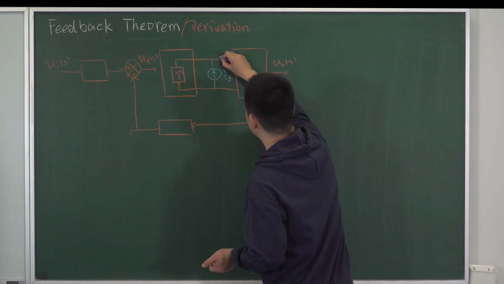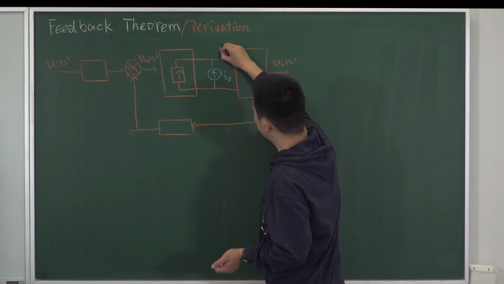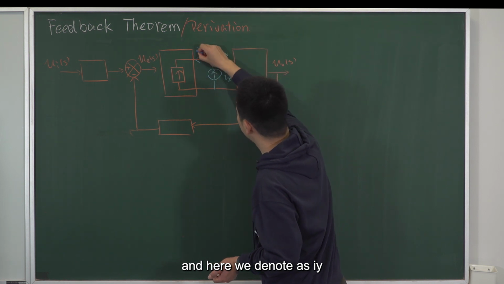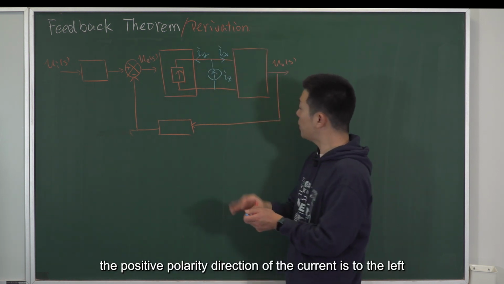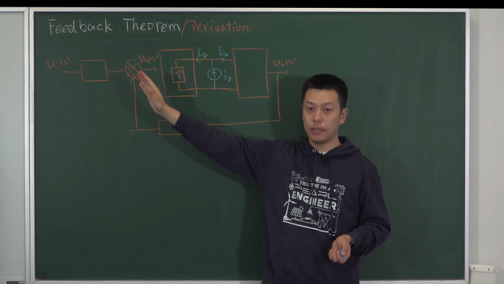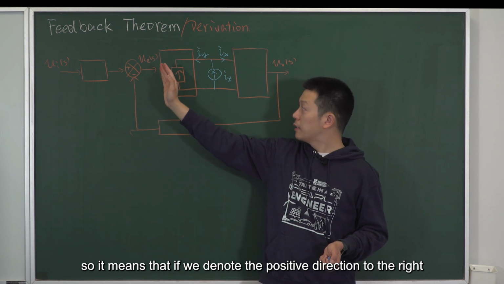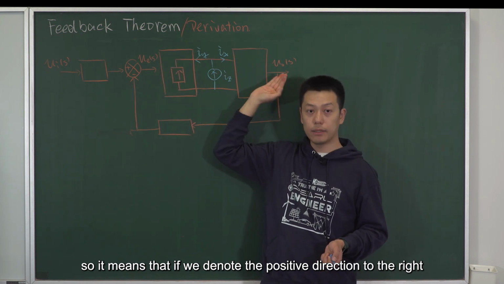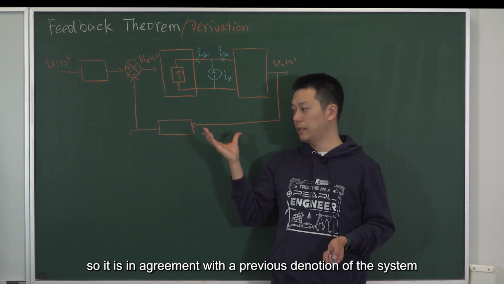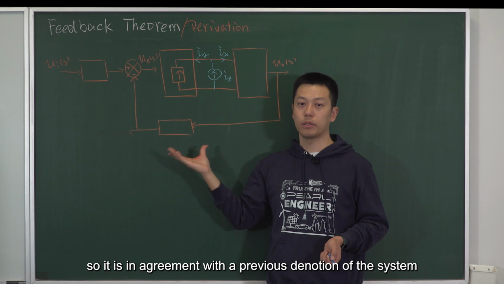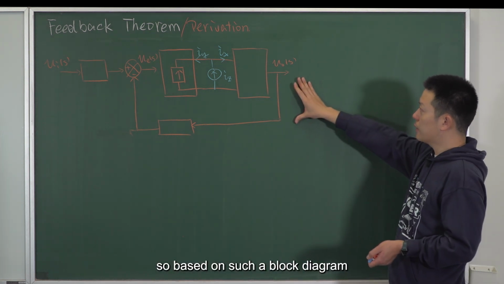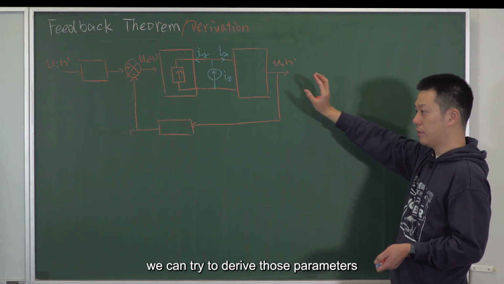And here we denote as IX, and here we denote as IY. The positive polarity direction of the current is to the left. So it means that if we denote the positive direction to the right, then IY will be minus IY. So it is in agreement with our previous denotation of the system. So based on such a block diagram, we can try to derive those parameters.